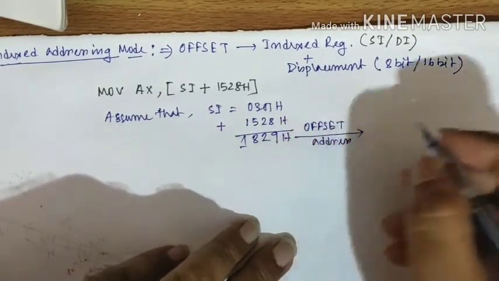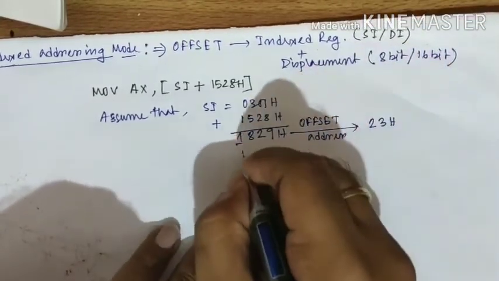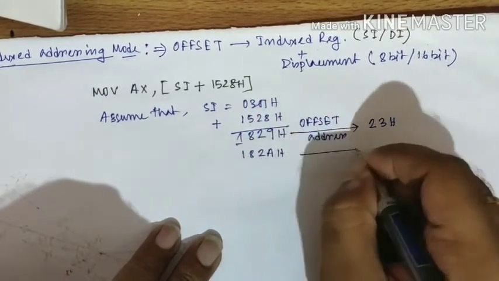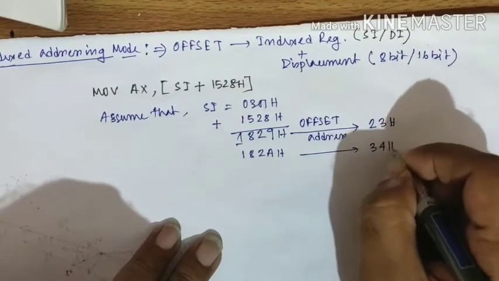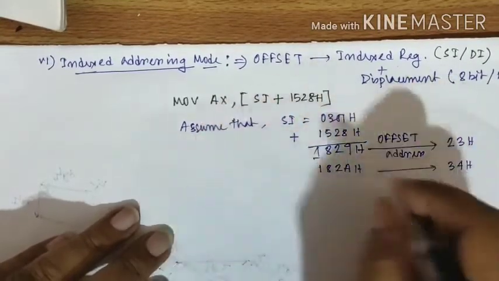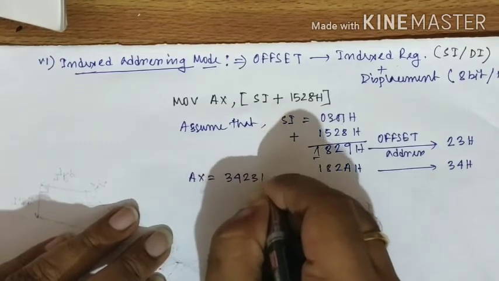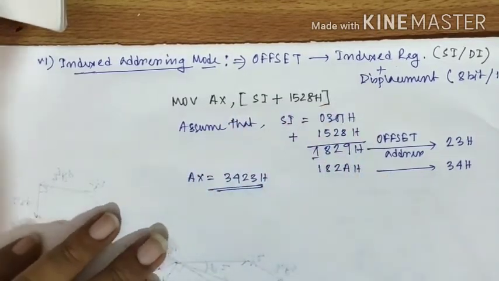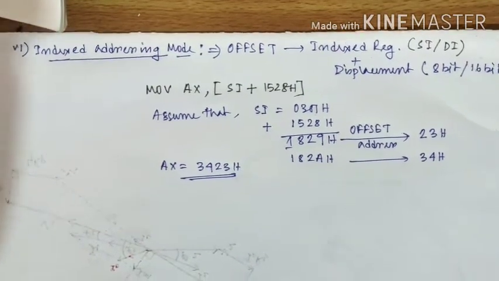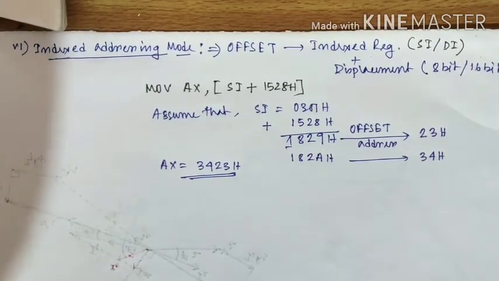From this offset address, we will get the first data. Suppose the data is 23H, and from the next location, that is 182AH, I will get another data that might be 34H. So after executing this instruction, the value within AX will be 3423H. So here the offset is basically defined by the combination of index register, that is source index or destination index, plus displacement, where displacement can be either 8-bit or 16-bit.